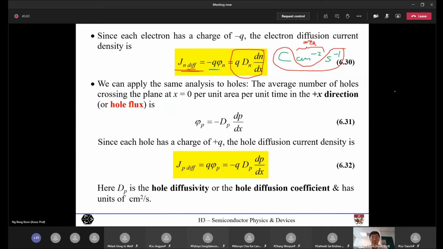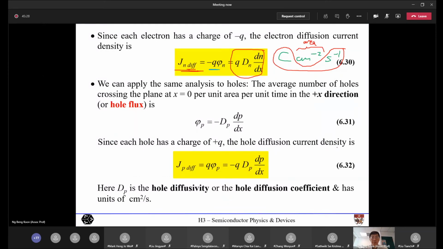So in the case of electron current density, you find that it's simply the product of the charge with the diffusion coefficient of electrons and the gradient of the concentration in the semiconductor. That's what it depends on. You can do a similar analysis for the case of holes as well, and you basically get a similar expression.